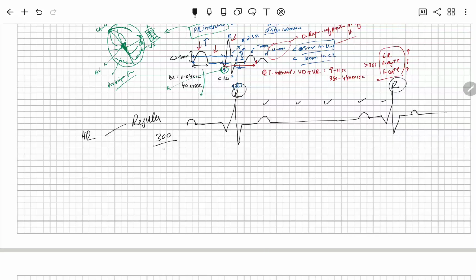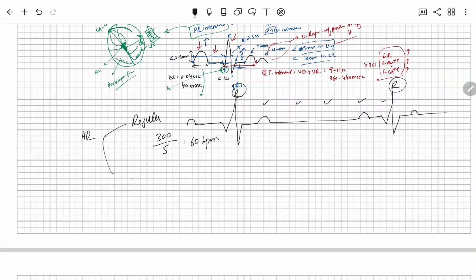Let's just say these are the 5 big squares. If we divide 300 by 5, we will get a rate of 60 beats per minute, right? So this is how we calculate if the rhythm is regular.